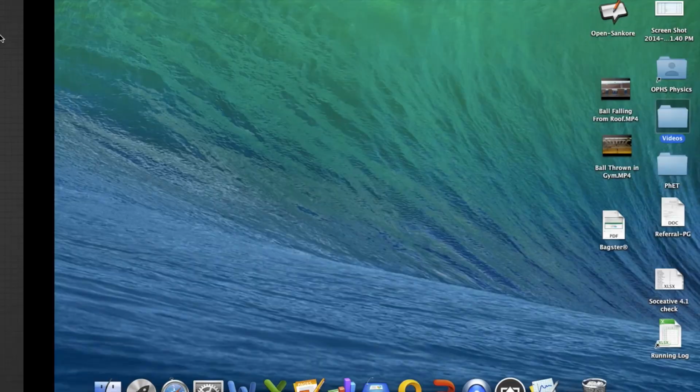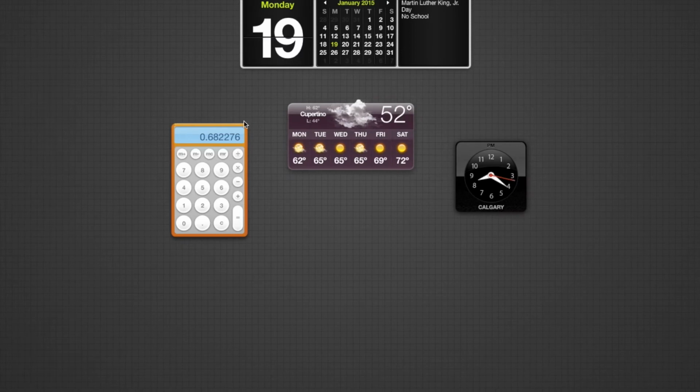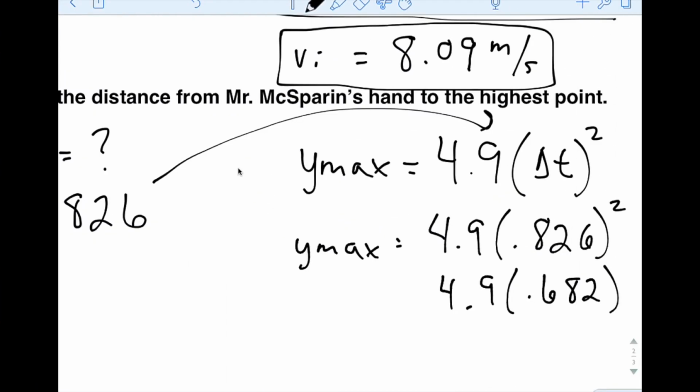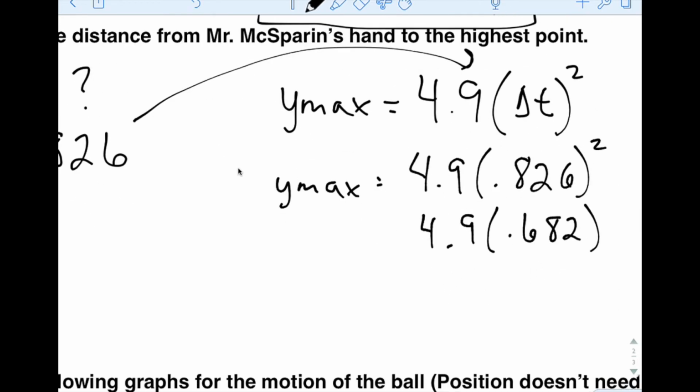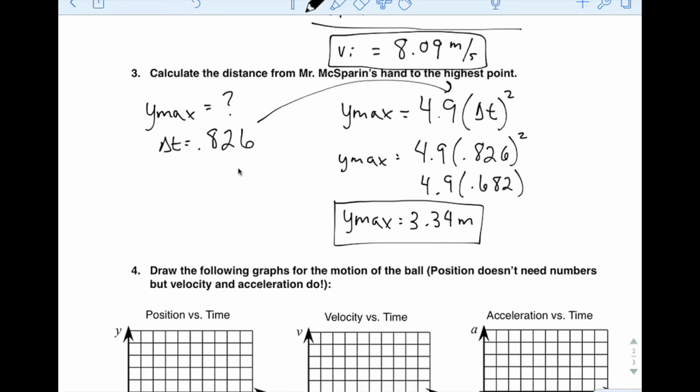Now, same as I did in the last problem, it was 0.682. All right, so I'm going to write down 4.9 times 0.682. I'm not going to write down the whole thing, but I am going to leave it all on the calculator. So all I have to do is go times 4.9, and I get my max height, 3.34 meters. So Y max equals 3.34 meters. And there we go. There's my answer. That's the distance from the hand to the highest point.